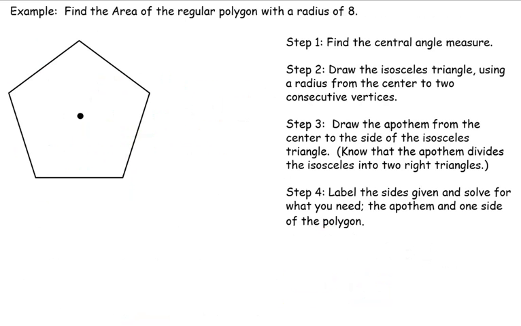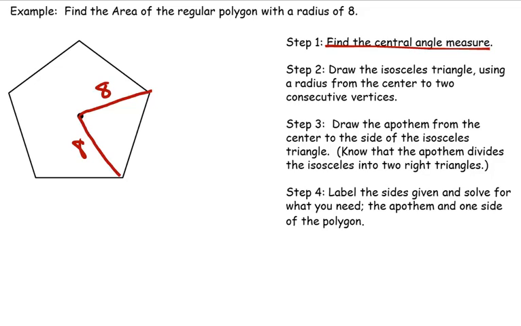Okay, so let's look at this one. Find the area of the regular polygon with a radius of 8. So remember that the radius, let me first get color, my radius here is 8. Remember that the radius goes to a vertex, so let's go ahead and draw to a vertex. Those are 8.